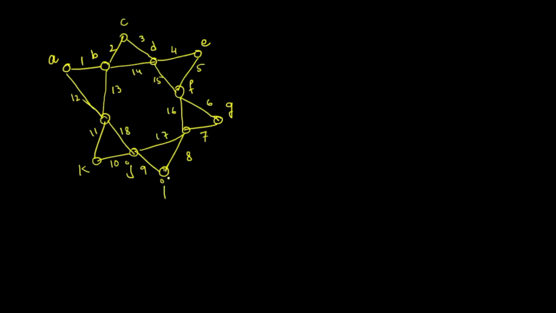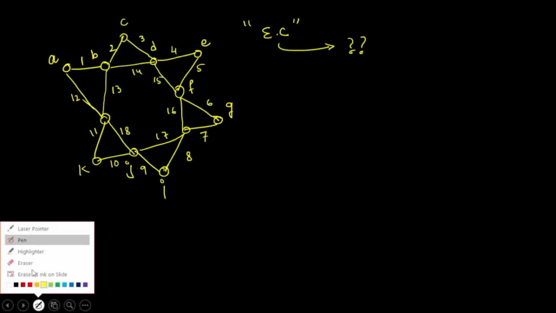Now find out an Eulerian circuit from this graph. Your target is, first, to find a circuit, and second, each of the edges should be covered exactly once. So let's try this.